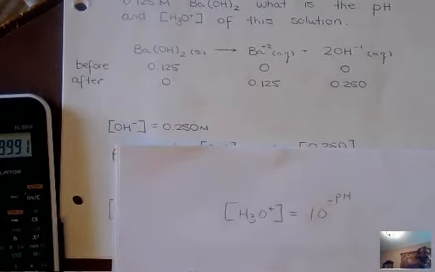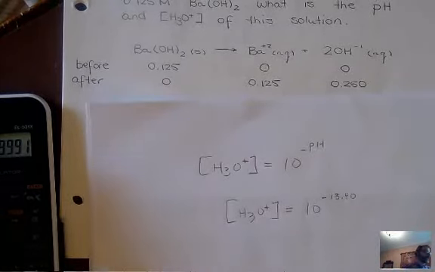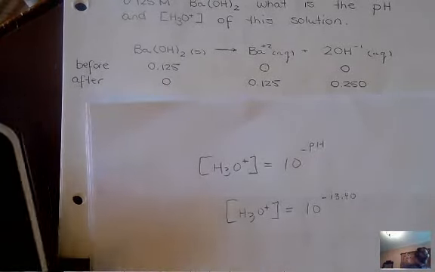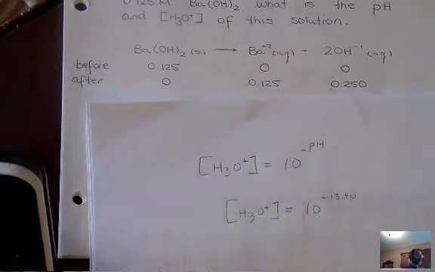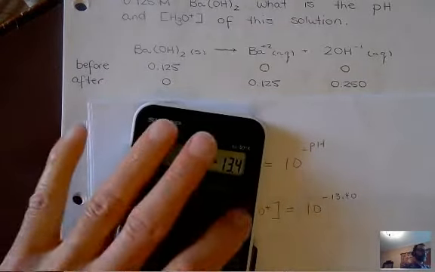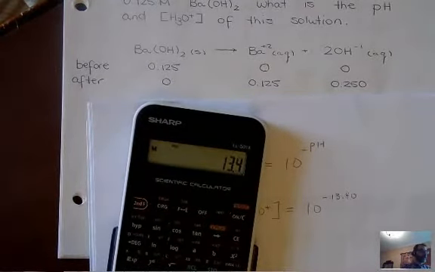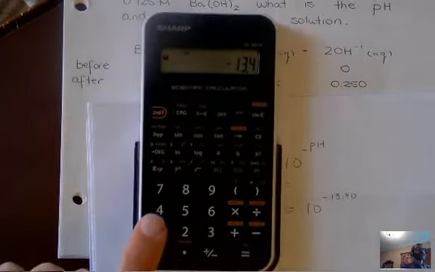Okay, so the hydronium ion concentration is going to be 10 to the minus 13.4. Okay, so how could I do that on my calculator? I can do it this way. I can put in 13.4, put a negative sign in. So I put in 13.4, and plus or minus, I put a negative sign in front. So I use this key here.